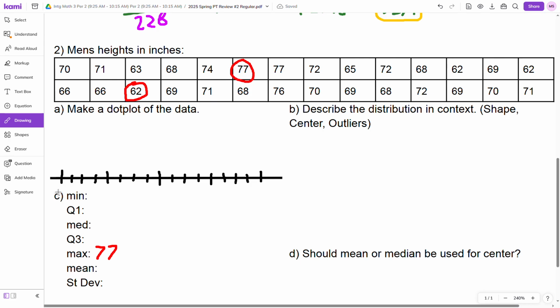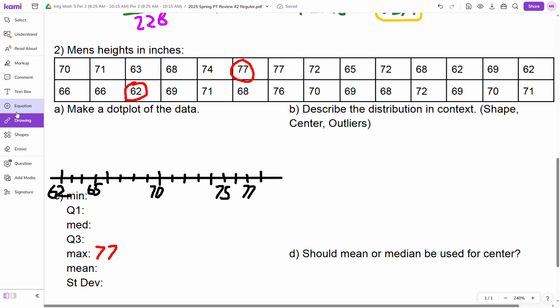Okay, so this will be 62 right here. 63, 64, 65, 66, 67, 68, 69, 70, 71, 72, 73, 74, 75, 76, 77. Right here. And I could put in some more, but I probably might not. We'll see. It's kind of hard to squish those in there.